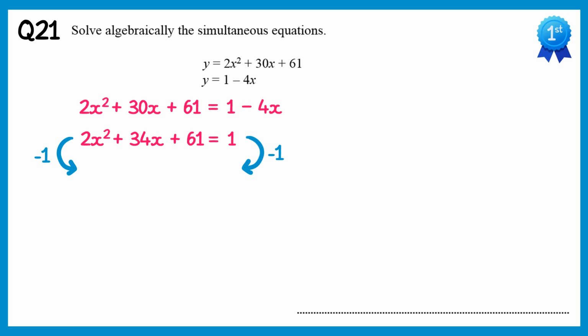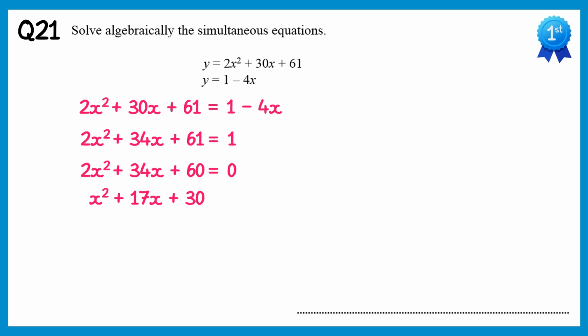And then take away 1 from both sides. On the left we'll now have 60, and then 0 on the right. You can divide through by 2 on both sides here since 2 is a common factor, so you'll get x squared plus 17x plus 30, and of course 0 divided by 2 is just 0.